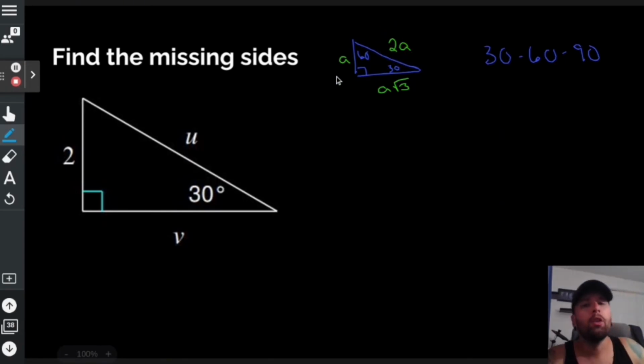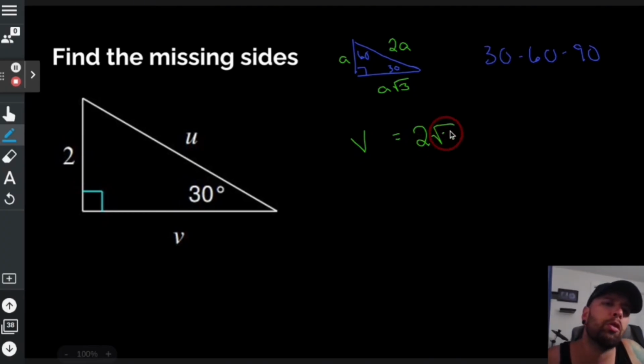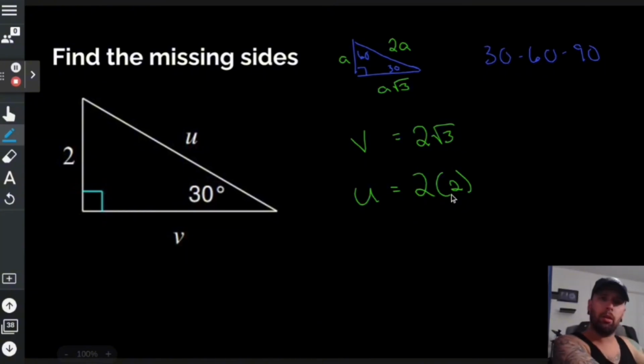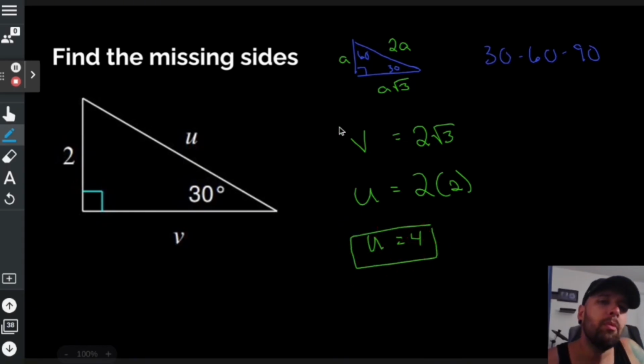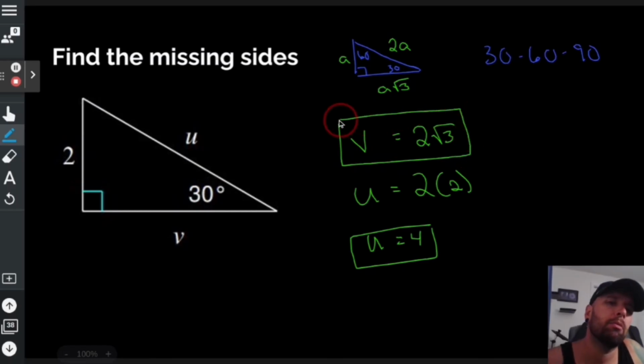So when I look over here, 2 represents A, the shorter leg. V represents the longer leg, so V is going to be 2 times root 3. I don't have to do anything. U is going to be 2 times this shorter leg, 2. Let me get out my calculator. 2 times 2 is 4, so U is 4. V is 2 root 3. Not bad. Not bad at all.